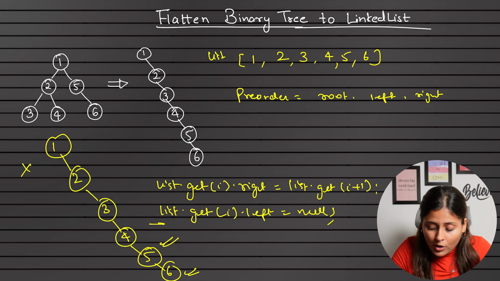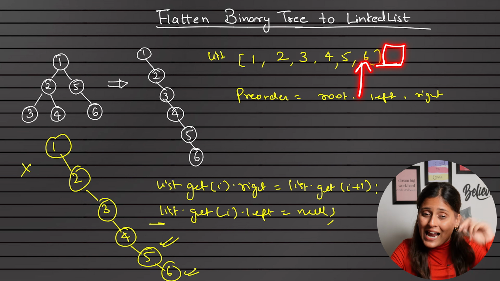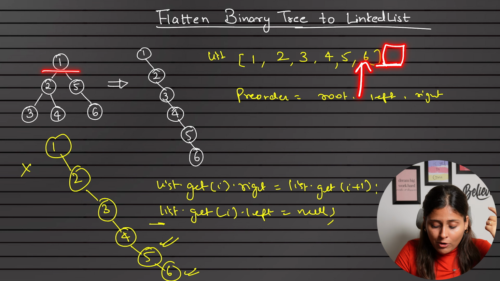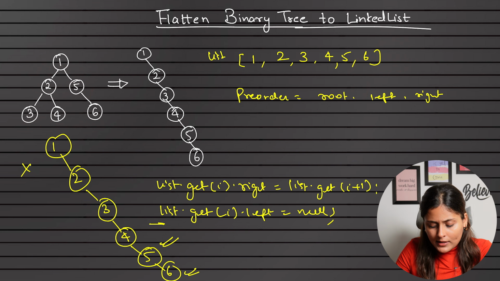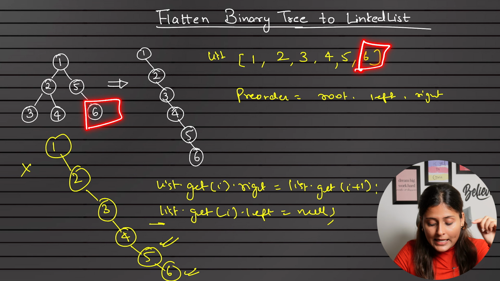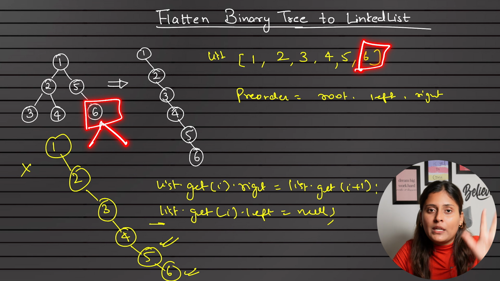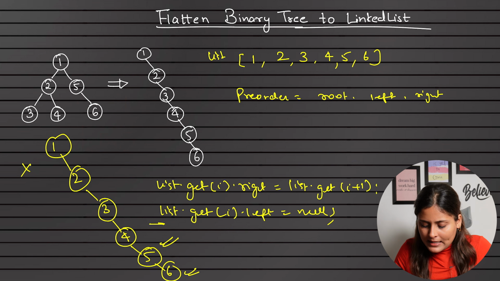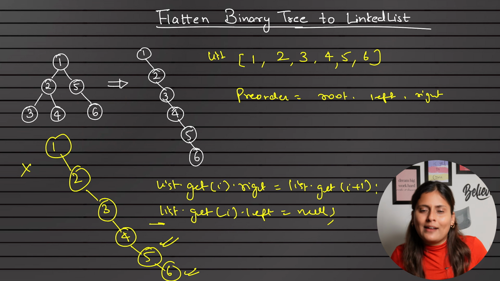Now we'll stop here because we have to connect i plus 1. So if we go till this end, it will say out of index. And one more thing, when we are doing this pre-order traversal, we know for sure the last value we write will be a leaf node. Means its left and right will always be null. Then it does not make sense to go and attach something at the right and something at the left.